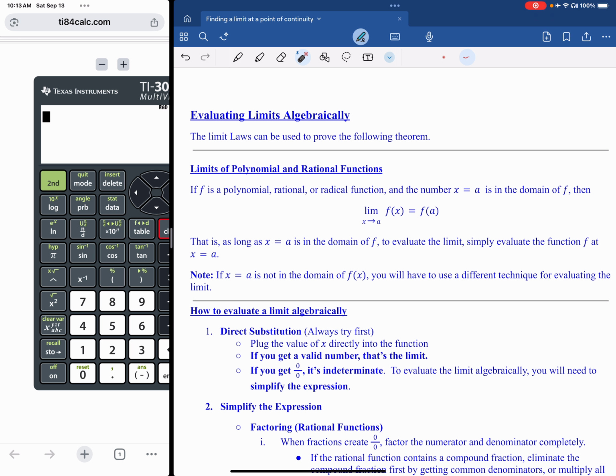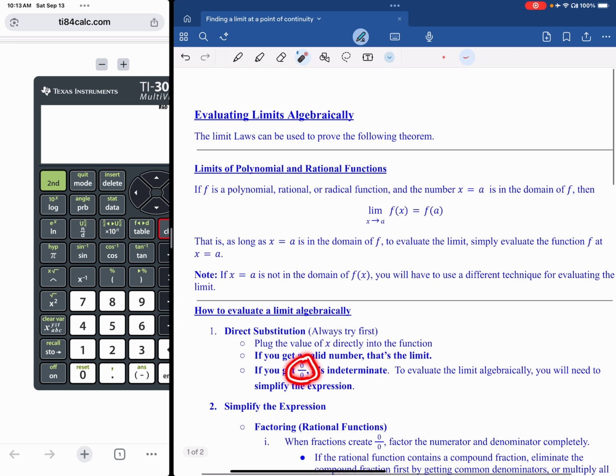If an actual number comes out when you plug in your desired x value, if you get a nice y value like 5, then you would say the limit is 5. So the easiest way to find a limit is always to try direct substitution. Just plug in the number into the function. If it works, great, that's the answer.